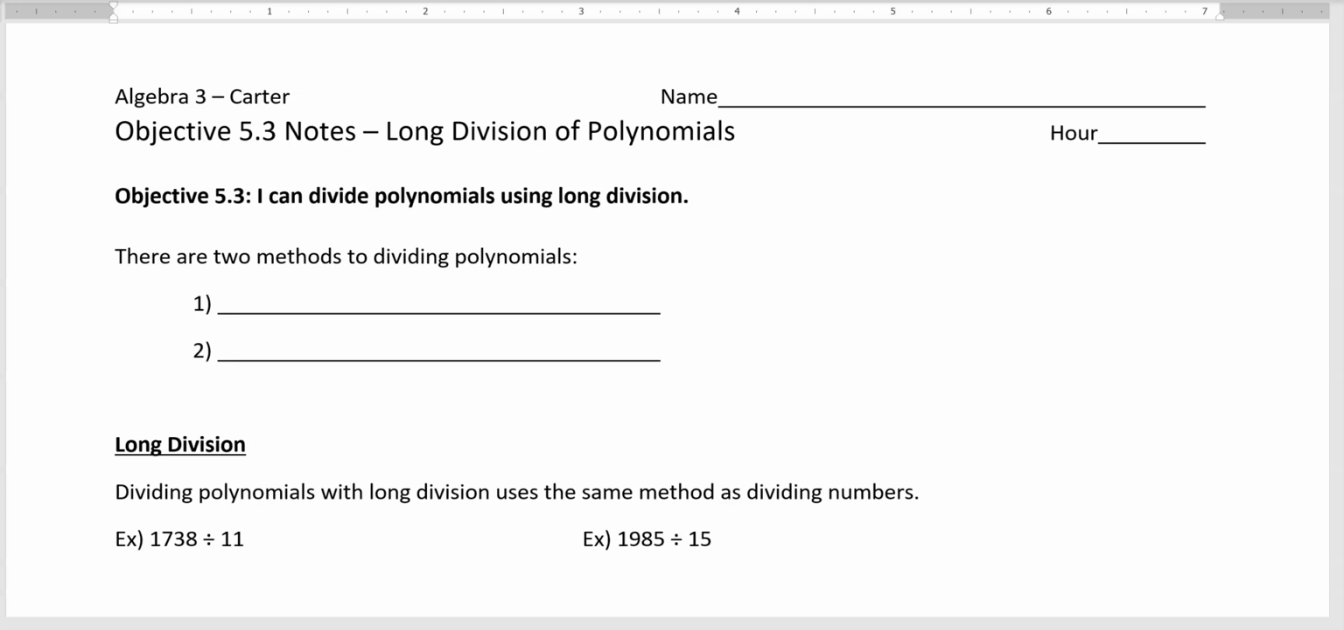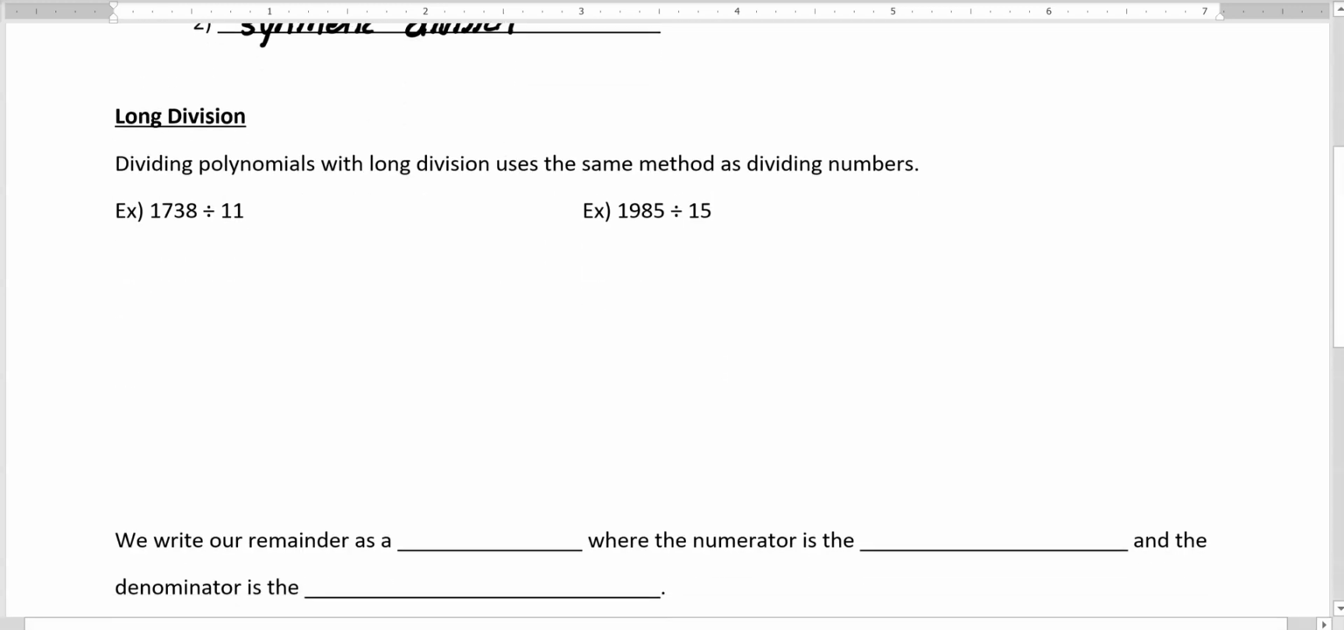Objective 5.3 says I can divide polynomials using long division, and that, my friends, is what we are going to do today. There are two methods to dividing polynomials. One is long division, that's what we're going to do today. And the other is synthetic division, and that's going to be Objective 5.4. Synthetic division has a few stipulations, a few conditions in which it can be used. Long division, however, works every time. So that's going to be our focus of today and kind of our bread and butter here for a bit.